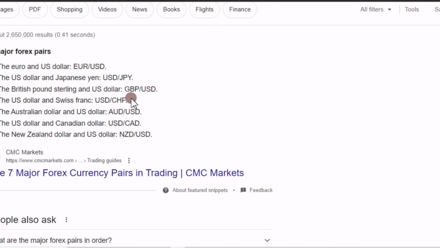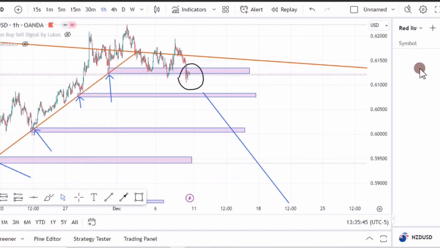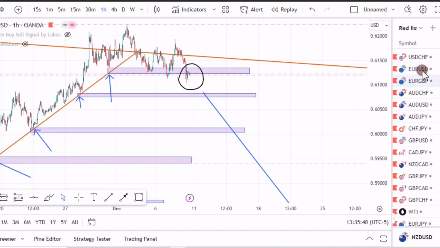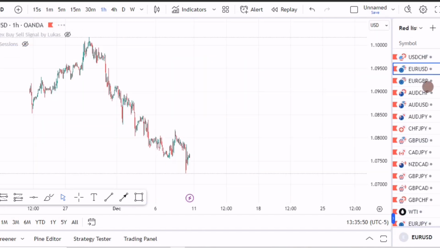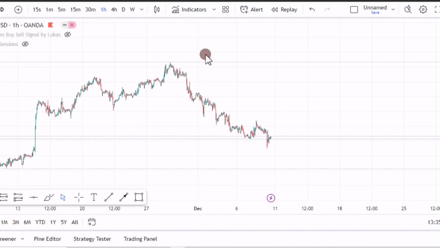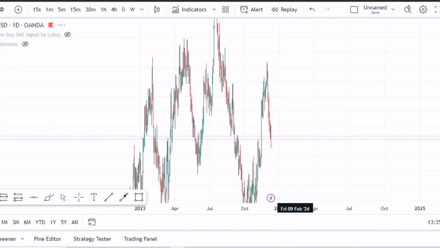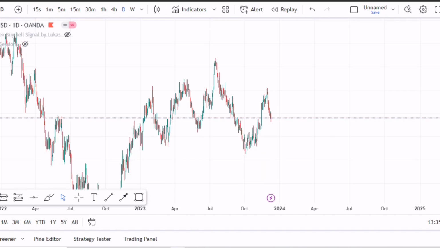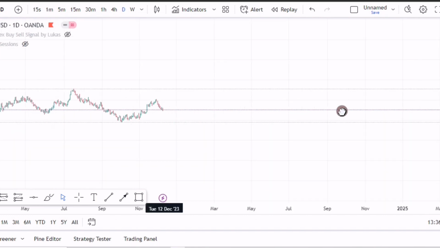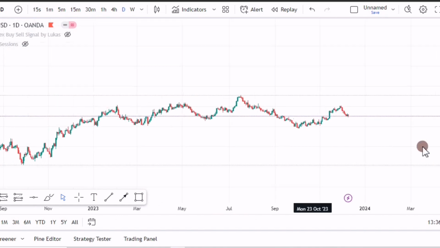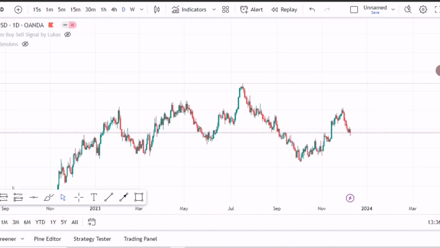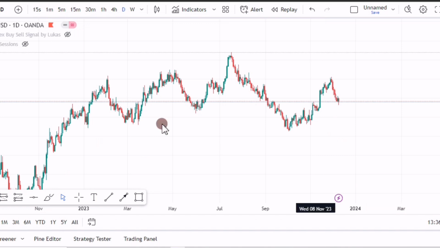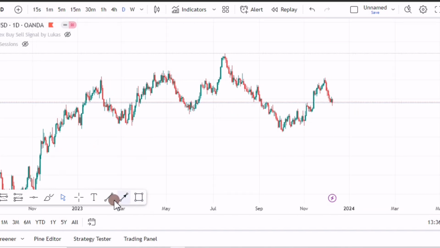Let's pick another pair. Let's go to EURUSD. Okay, so for EURUSD, where is EURUSD? It's at the top right there. For EURUSD, remember I start from the daily. Let's see if we have something on the daily. We do have a clear picture, but there's a lot to look at here. Let me show you these, traders. I want to start here.